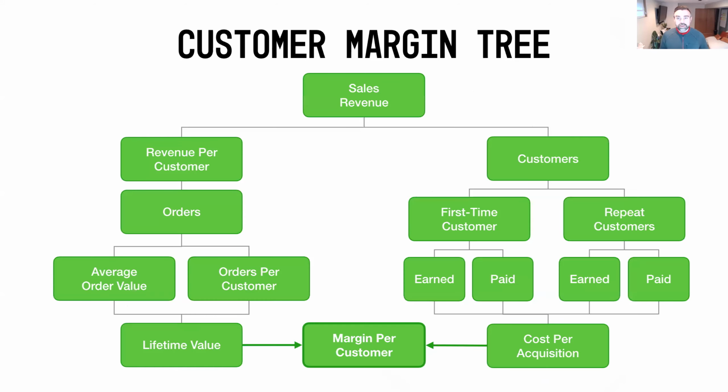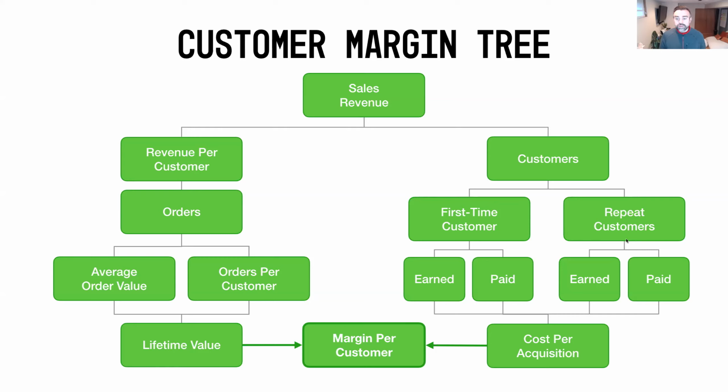We've been looking at the customer margin tree, and where cost per acquisition fits in is down at the bottom on the right-hand side of the customers angle of the profit margin tree, where we've looked at first-time and repeat customers and understood the difference between what a first-time customer contributes to your cost per acquisition versus a repeat customer. Then we looked yesterday at paid versus earned customers and how those people can impact your cost per acquisition.